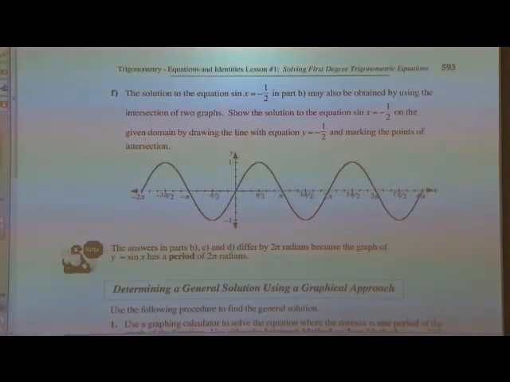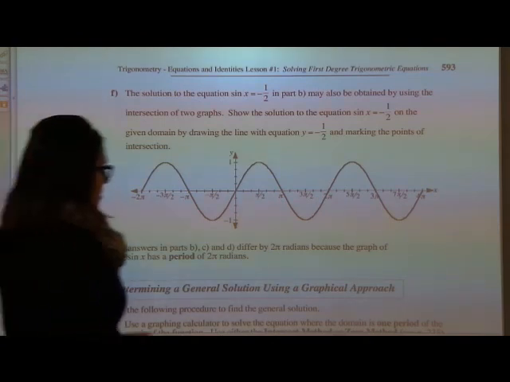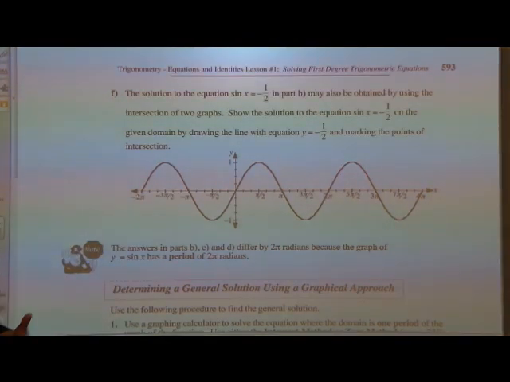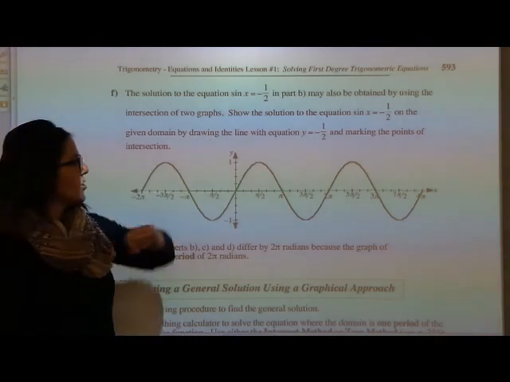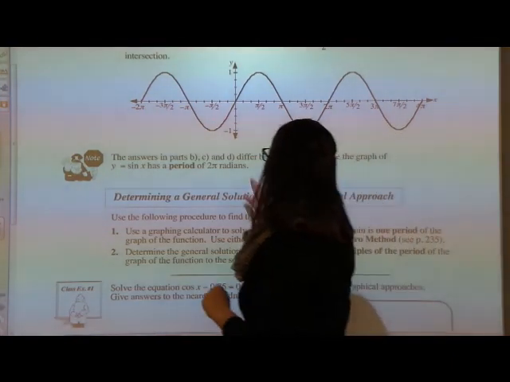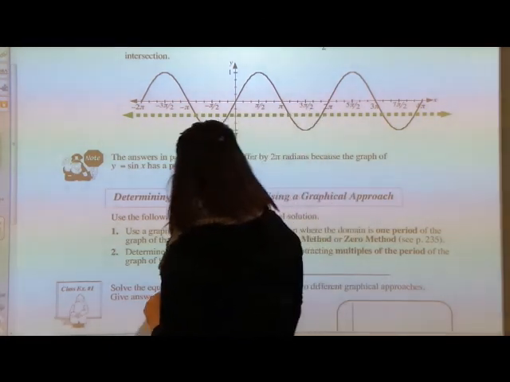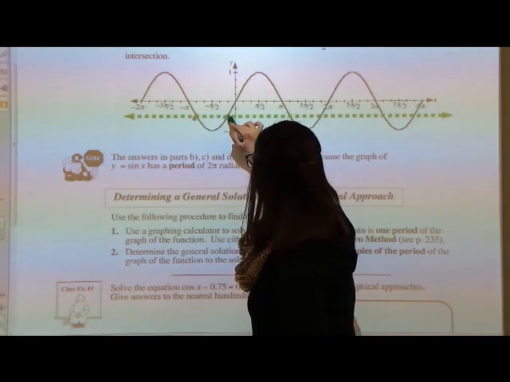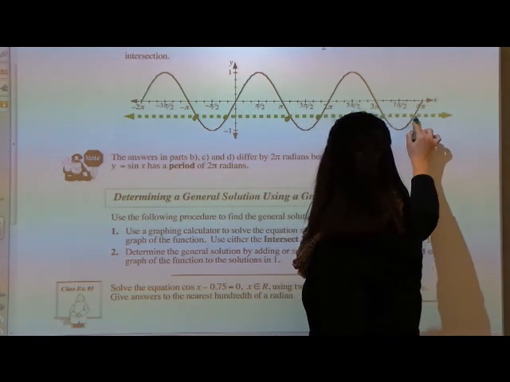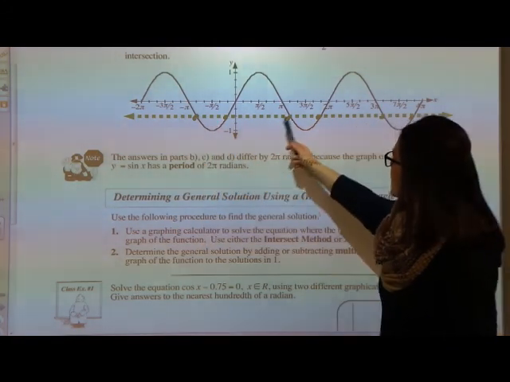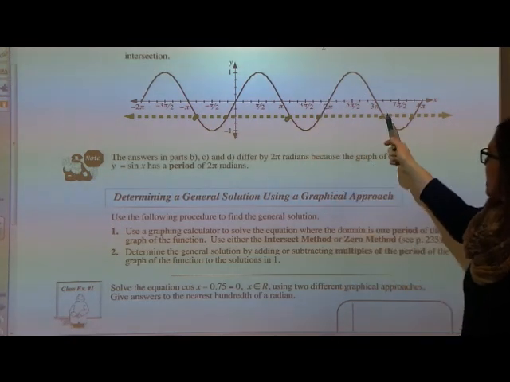Now, the solution that we got in the last example can also be obtained by using intersections. So what we did is we found the zeros. We wrote it as a y1 equation only, but I could do this as a y1, y2, where I let y1 be equal to sine x, and I let y2 be equal to negative 1/2. And if I did that, I would get this horizontal line that goes through negative 1/2. And then what I would be looking at would be all these intersection points and what the values were above. So there's my negative pi over 6, my negative 5 pi over 6, 7 pi over 6, 11 pi over 6, and so on.